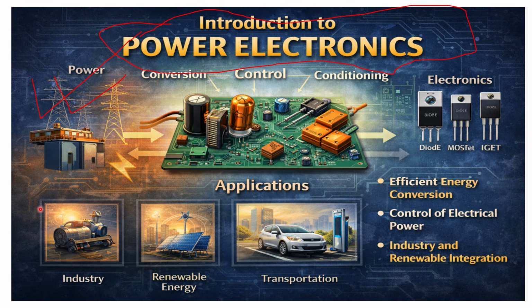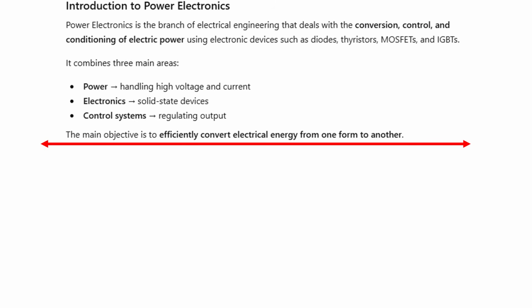Some more applications, if we look into them, we can use it in industry applications, renewable energy, transportation. Why is it being used? For efficient energy conversion, control of electrical power, industry, and renewable integration. So we are using it for multiple applications in our daily life as well. So let's talk about what these power electronics are.